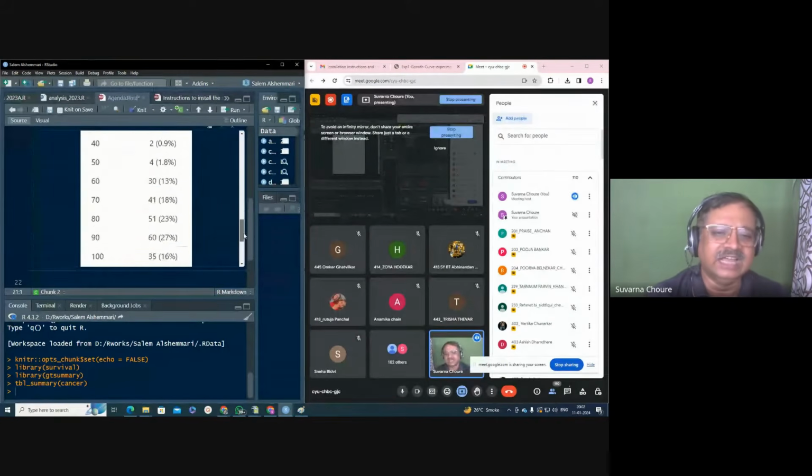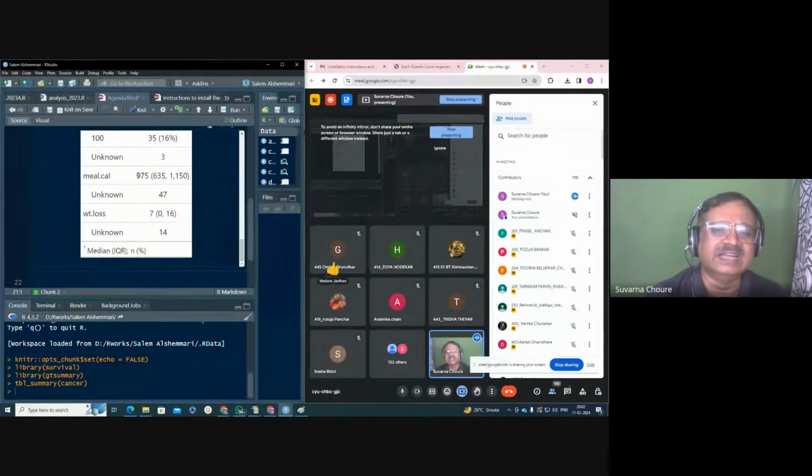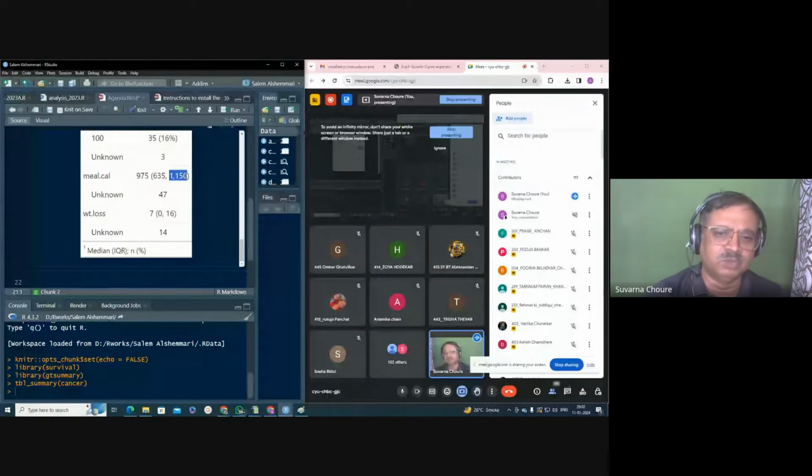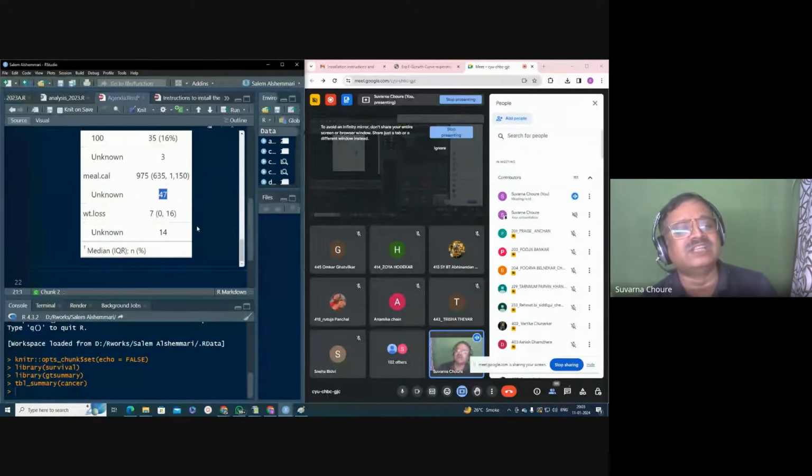Then another scale is there. Meal calories, 975 is the median calories which those patients are taking in their meals. 975 calories, too little. 2000 calories is actually the normal one. 50% were taking up to 1,150 calories. Okay. Some patients are taking more than that, but those are just 25% of the study. Okay. 47 patients actually didn't report how many calories they were taking.